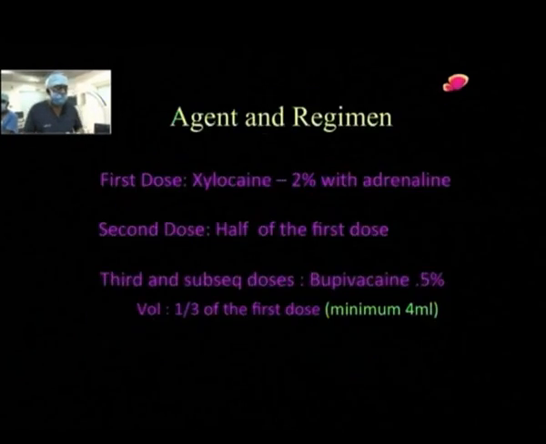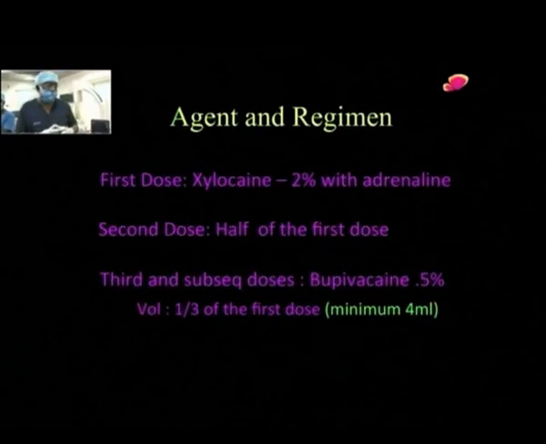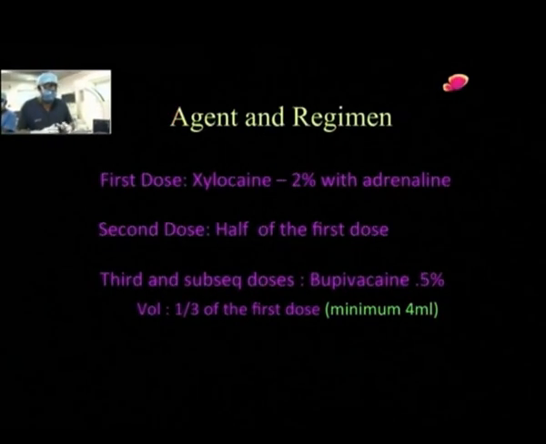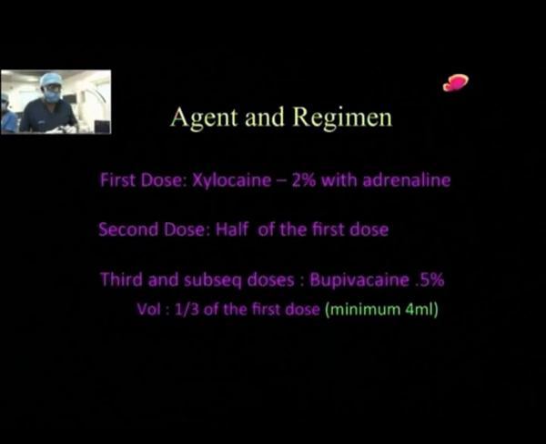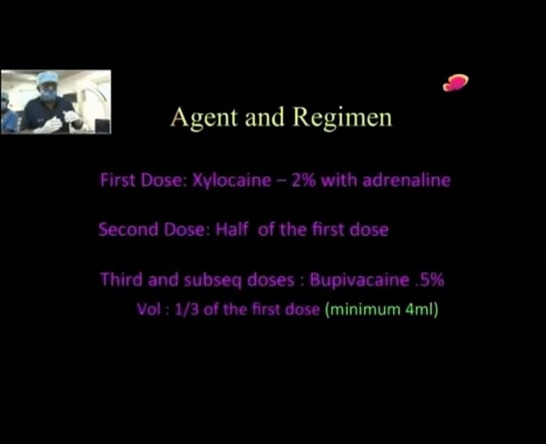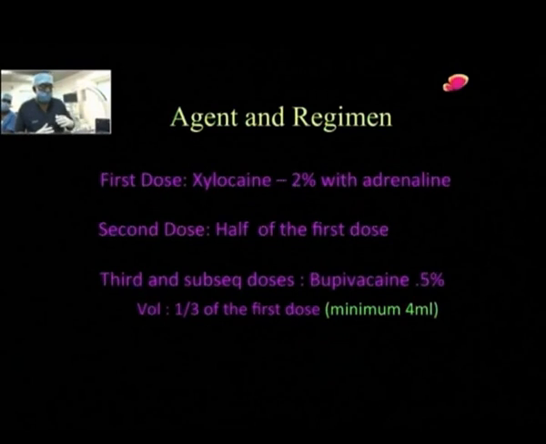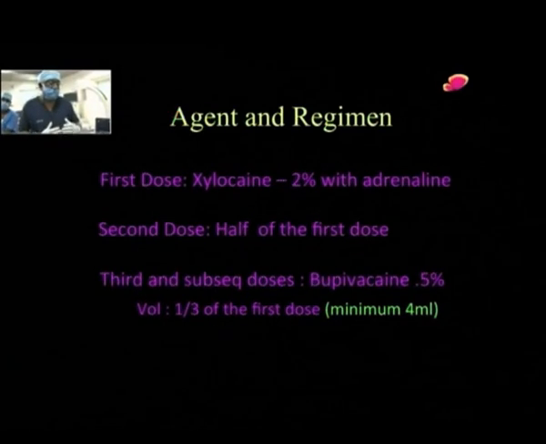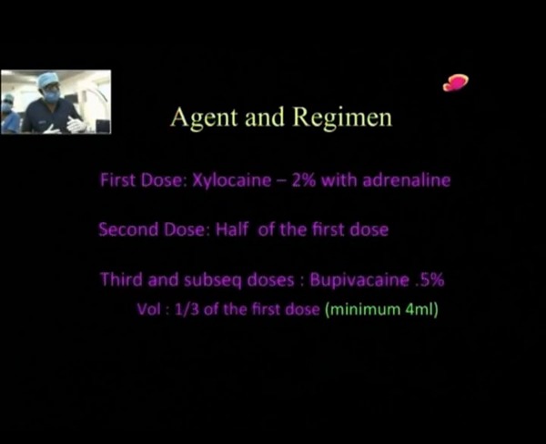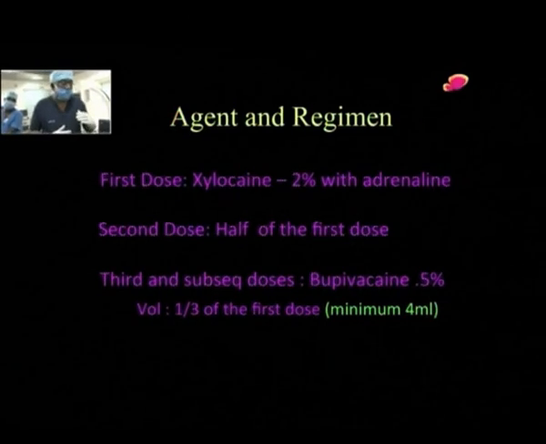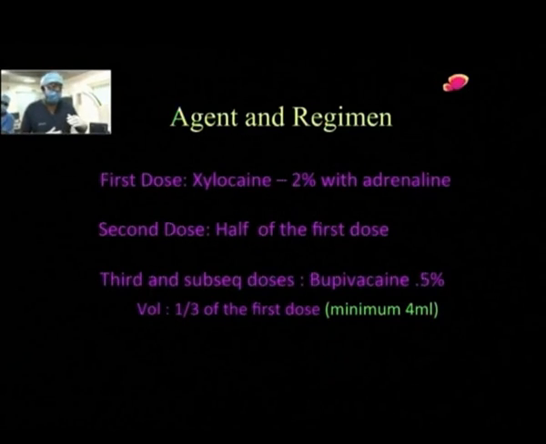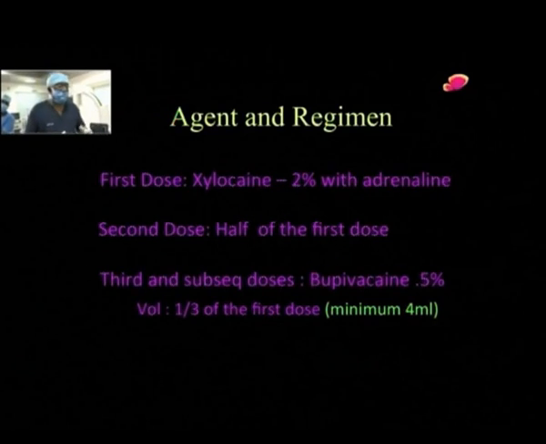So what are the agent and regimen preferred? The first dose is always Xylocaine 2% with adrenaline. It is preferred not only for its rapid onset of action, but also for the intense blockade and better relaxation of the muscles which it gives when compared to 0.5% bupivacaine. The second dose, I would prefer to give half of the first dose, to intensify the blockade. And third and subsequent doses, if required, can be with Xylocaine with adrenaline if there is no tachyphylaxis, or can be changed to 0.5% bupivacaine, and it should be 1/3 of the first dose, but a minimum volume of 4 ml is a must.